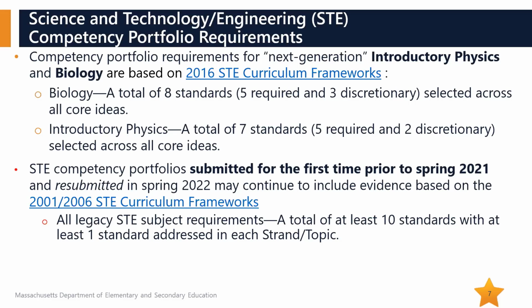For physics, the same is true. There's a total of 7 standards. 5 are required and 2 are discretionary. Now, why is there a difference in number between biology and physics? Well, not all standards are created equally. Some standards are more dense and require more work samples.